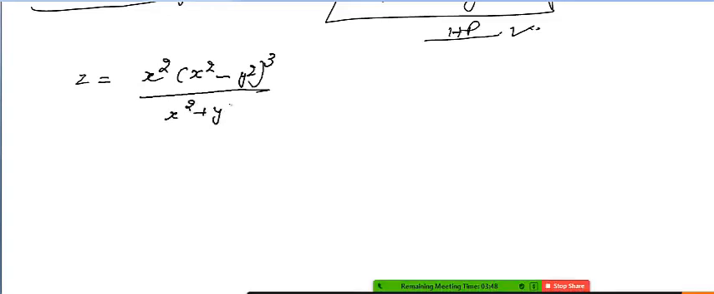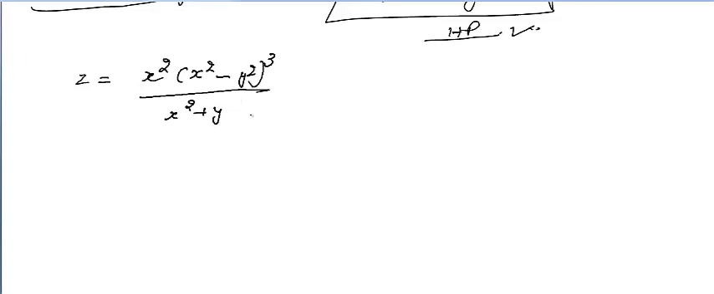Now take another important example. So you have a challenge: to find out the value of n for x square minus y square whole raised to power 3. Sometimes I am not sure whether it is homogeneous or not, so I will apply this method. So x square plus y square raised to power 3.